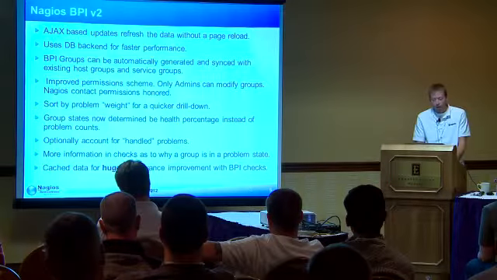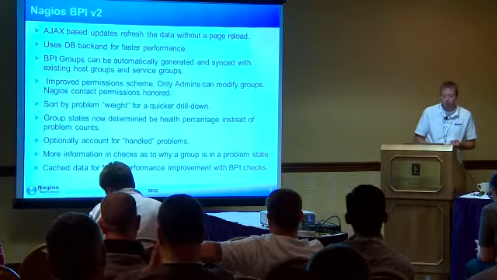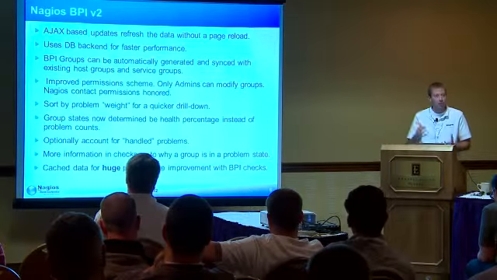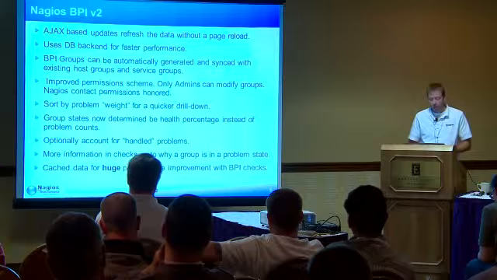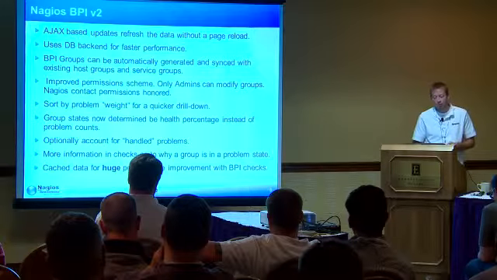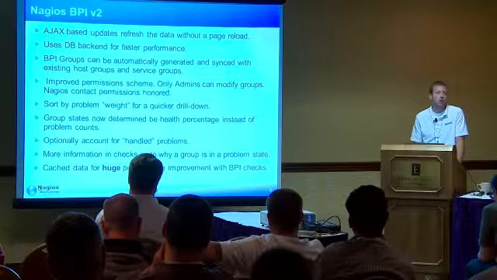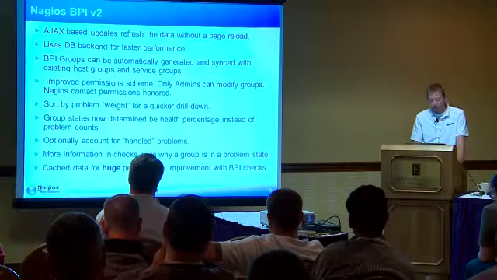Some of these other features were requested by community users. People wanted to be able to sort their business processes by problem weight, and group states are now calculated by a health percentage instead of, as before, a simple problem count.